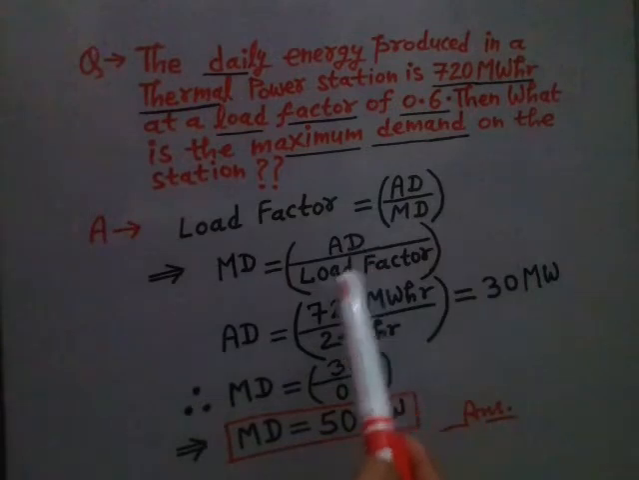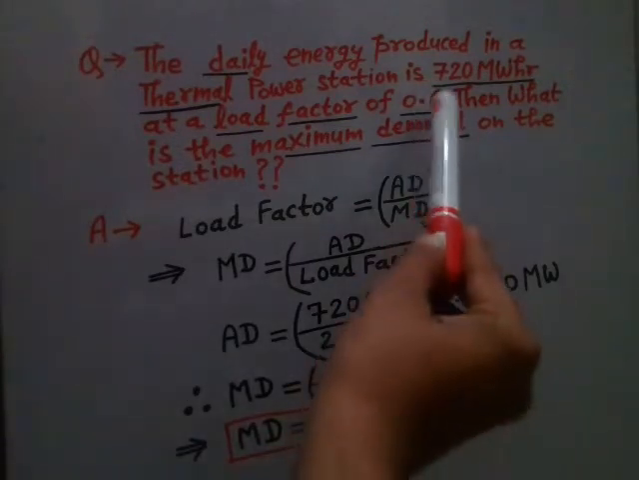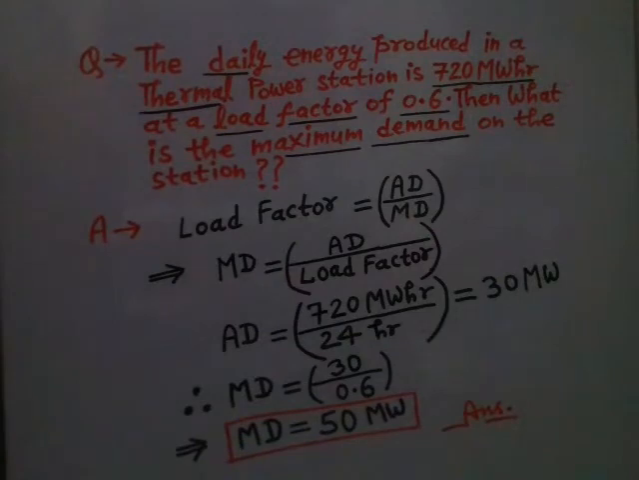And then maximum demand comes out to be equal to average demand divided by load factor. So from here you write 30 megawatt, that is the average demand, divided by load factor, that is 0.6, it is given, right? Load factor is given as 0.6. So here the maximum demand comes out to be equal to 50. Maximum demand comes out to be 50 megawatts, and that is the answer.